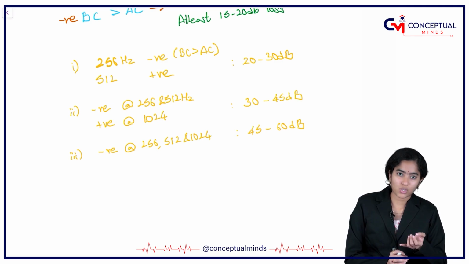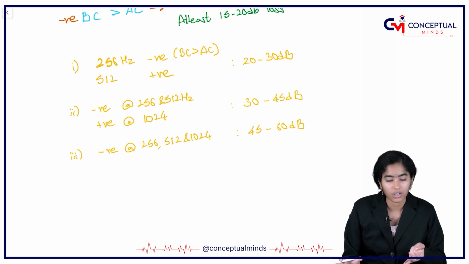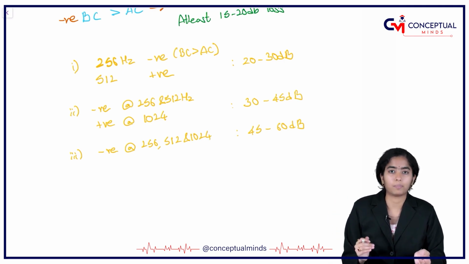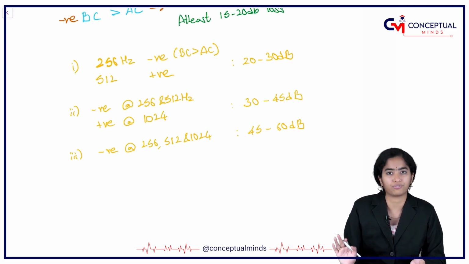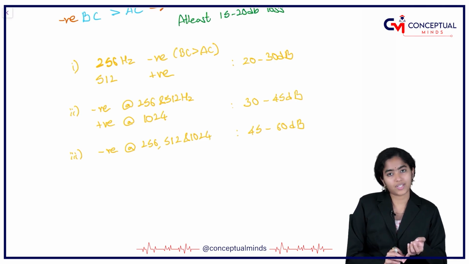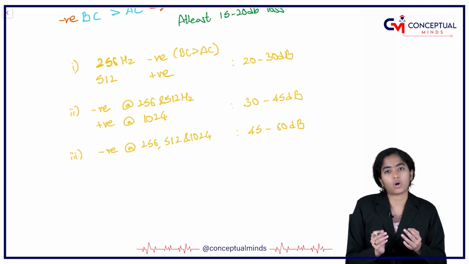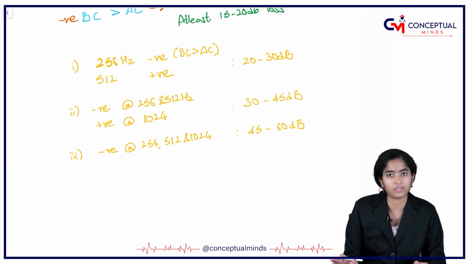Now at 256 also, he is telling bone conduction better, 512 also bone conduction better, only at 1024, his air conduction is better than bone conduction. That means he is having somewhere between 30 to 45 decibels. At 256, 512, 1024, and all these three frequencies also, if the patient says bone conduction is only better, then he is having a higher hearing loss somewhere between 45 to 60 decibels.